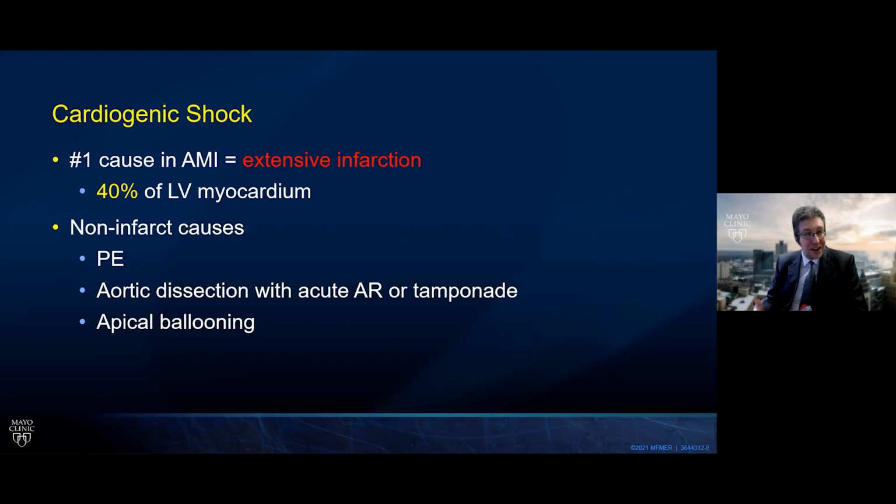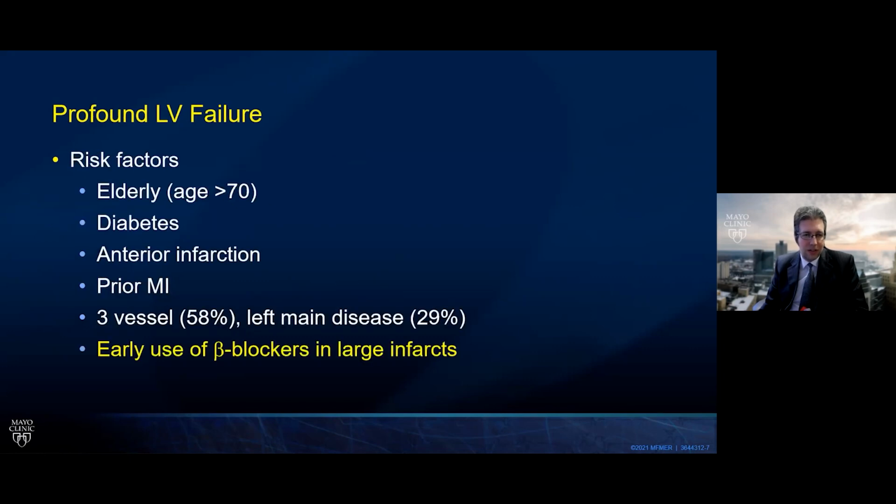There are some non-infarct causes: pulmonary embolism, aortic dissection with acute AR, apical ballooning. We're not really going to dive into those. Cardiogenic shock itself is an enormous topic. And so I recognize that this is not specific to the mechanical complications, but it is something that I think is very germane during this talk to mention that there are non-infarct causes.